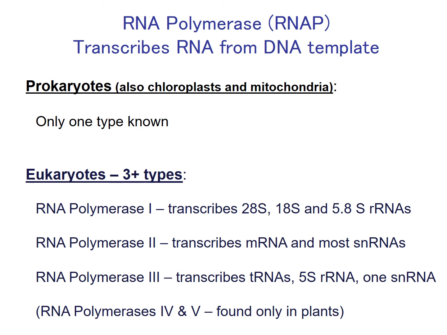Just a bit of an aside, there are different types of RNA polymerase. If you are a prokaryote, you only have one type. If you are a eukaryote, you have several types. Different RNA polymerases are responsible for different genes, whether it's messenger RNAs versus the transfer RNAs and so on. I do not expect you to know this for the final exam.